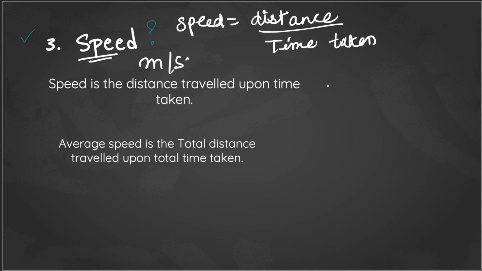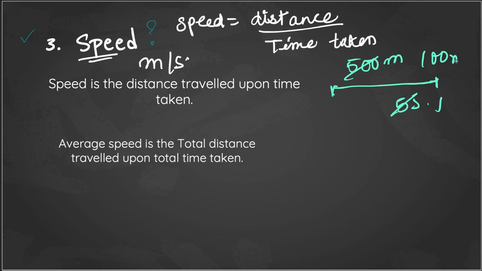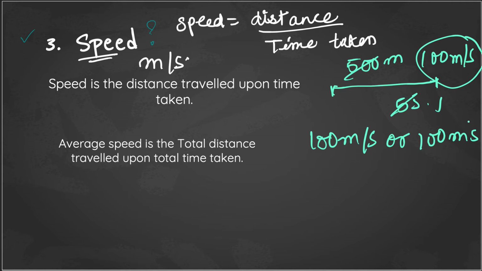So if I want to say that a person traveled 500 meters in 5 seconds, and I have to find the speed. What is the speed? The speed is distance upon time. It is 500 upon 5, which will come out to be 100 meter per second. That means it is covering 100 meters in 1 second. We can also write this as 100 meter second raised to the power minus 1. This is the other method of writing this.